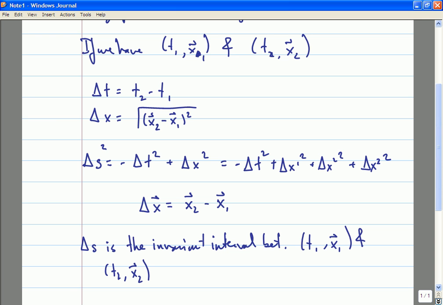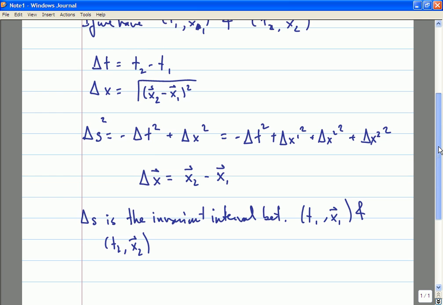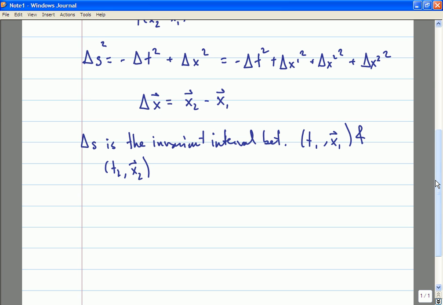So, before getting to this formulation of special relativity, let me ask if there are any questions.